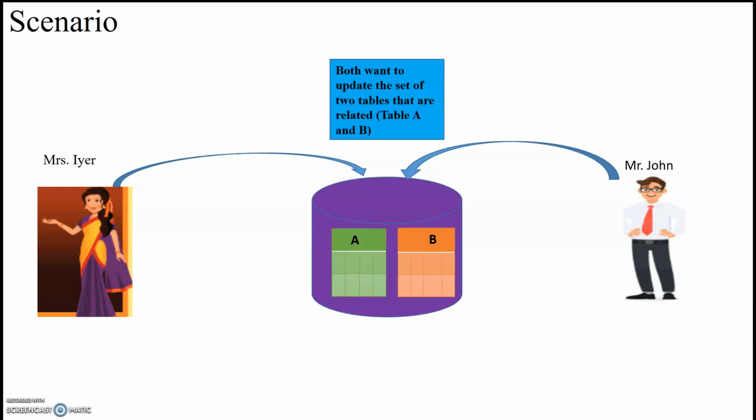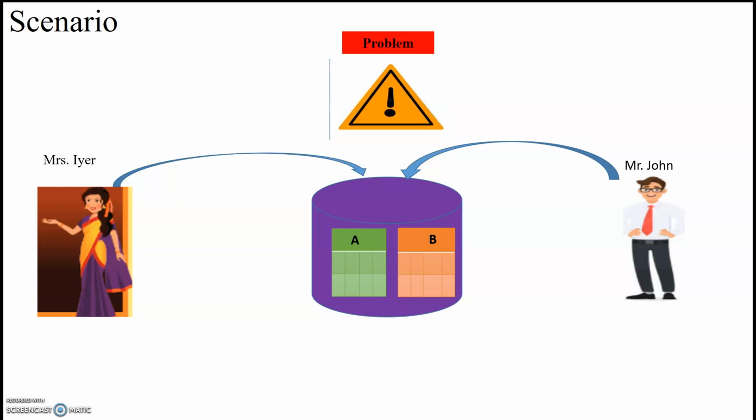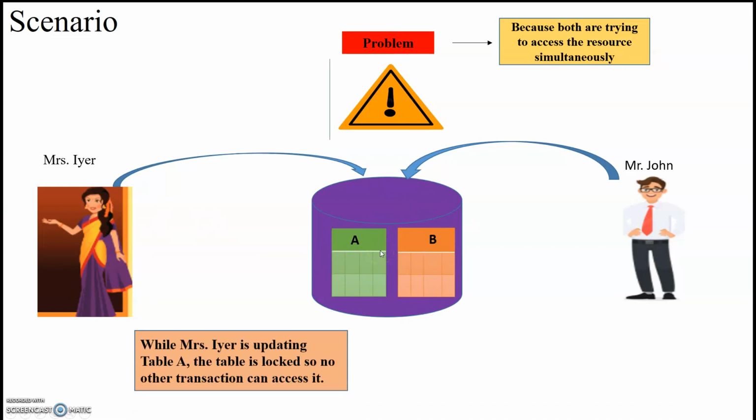Now, both want to update the set of two tables that are related. A and B are related and both want to use A and B simultaneously. But then there is a problem. What is the problem? Both want to access the resource simultaneously. While Mrs. Iyer is updating table A, the table is locked, so no other transaction can access it. So even if Mr. John wants to access table A, it has already been locked by Mrs. Iyer and table A will not be available for Mr.